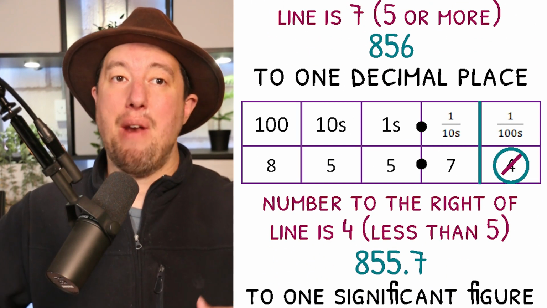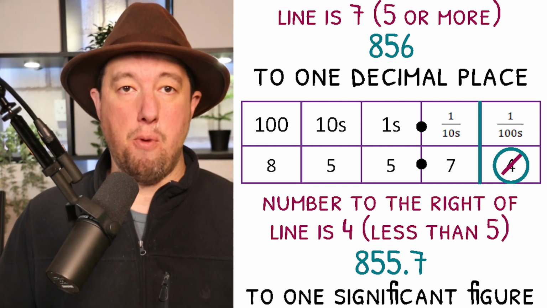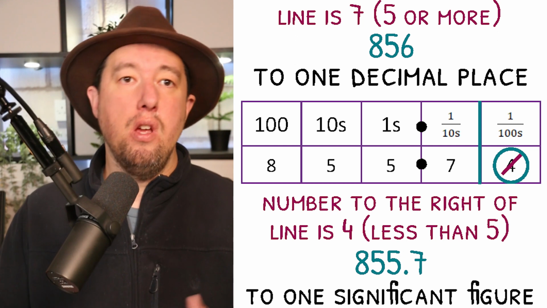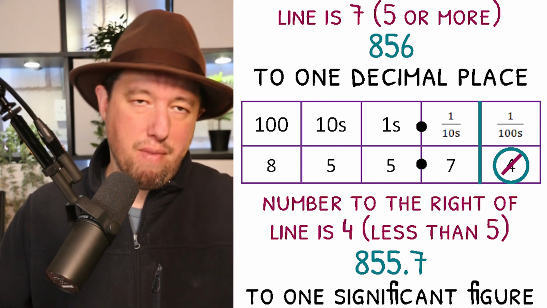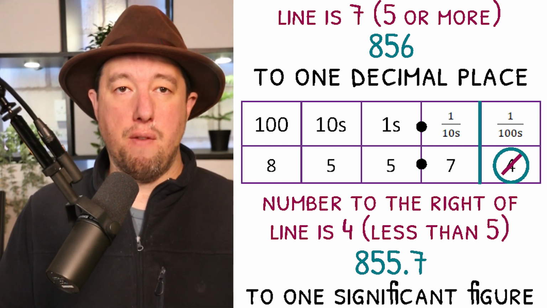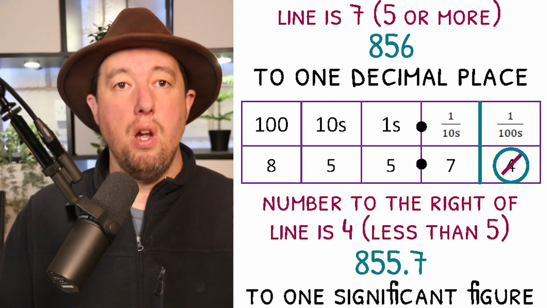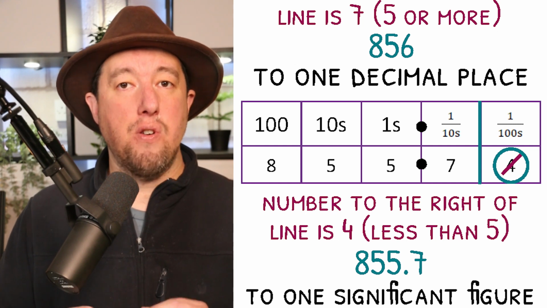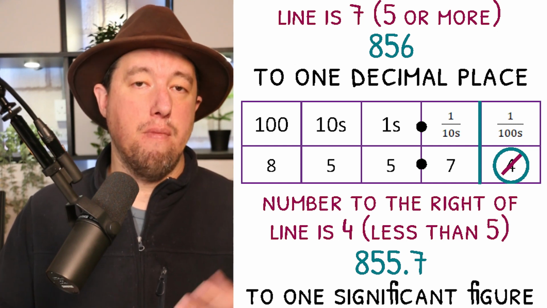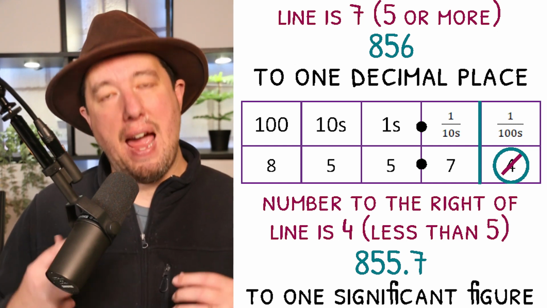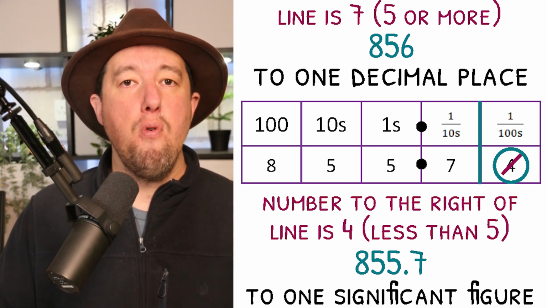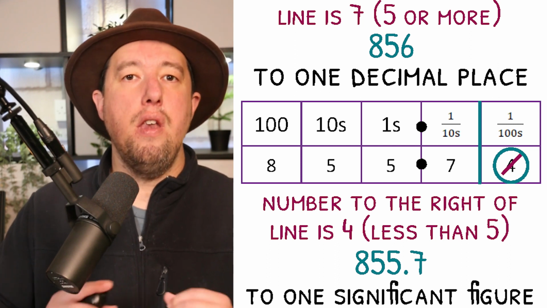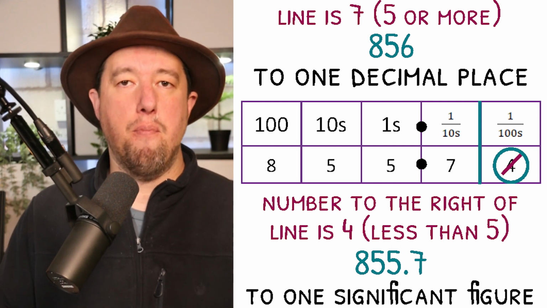Decimal places count how many digits we want after the decimal point. 1 decimal place will give us 1 digit after the decimal point. 2 decimal places will give us 2, etc. If 855.74 is rounded to 1 decimal place, we will draw a line after the tenths column. There are 2 numbers that 855.74 could round to, 855.7 and 855.8. The number in the hundredths column is 4. This is less than 5, so our number will round to 855.7.